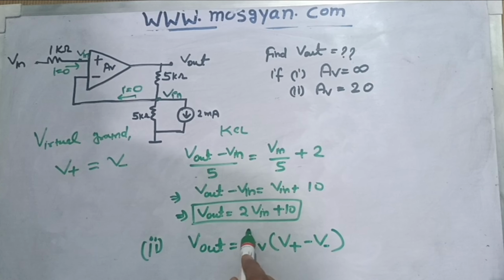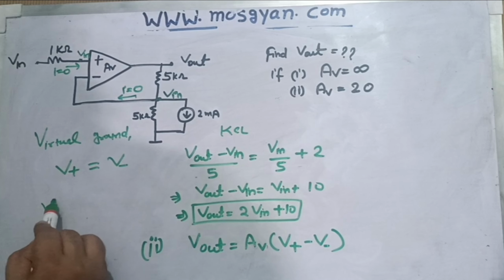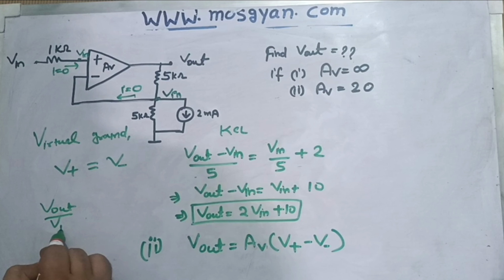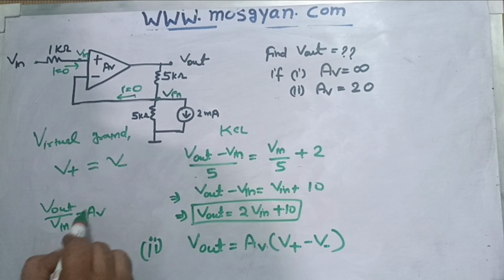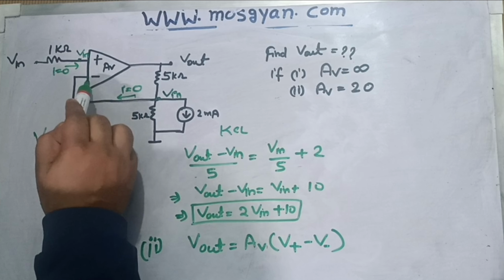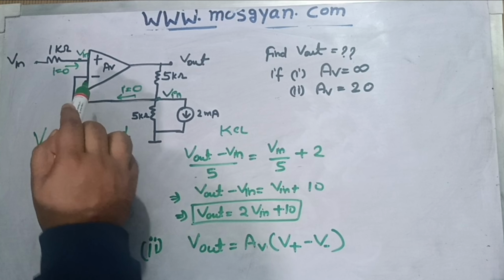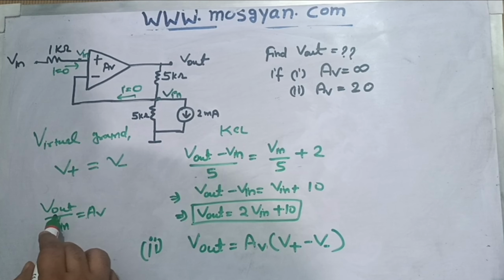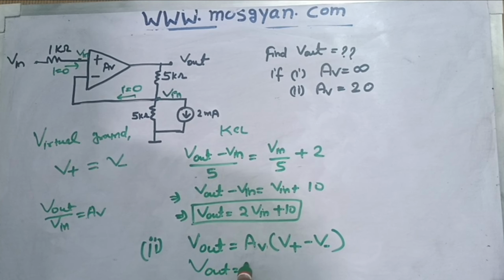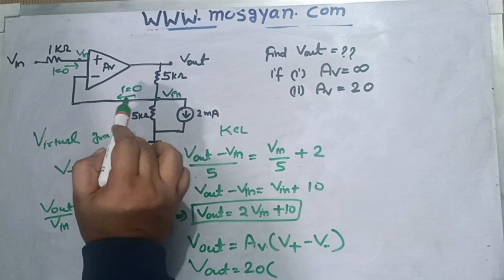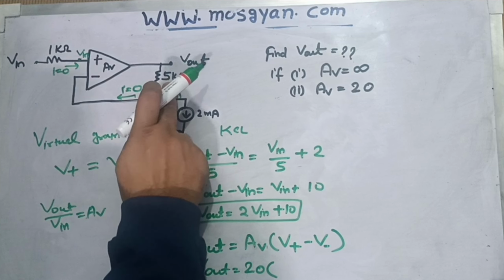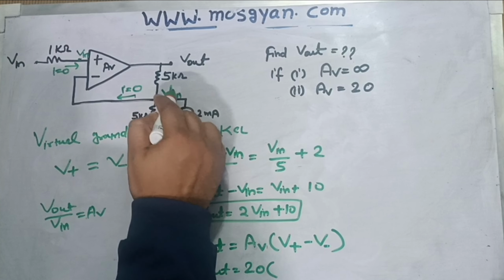Whatever differential gain we calculate, that is basically the ratio of V out divided by V in. This is the differential gain, and V in is basically the difference of the positive voltage and the negative voltage, the non-inverting terminal voltage minus the inverting terminal voltage. V out we need to calculate, and AV is given to us. So I can write V out as 20, which is given to us, times (V plus minus V minus), which we need to calculate. So this is the V minus potential now. Instead of V in, I will call it V minus.